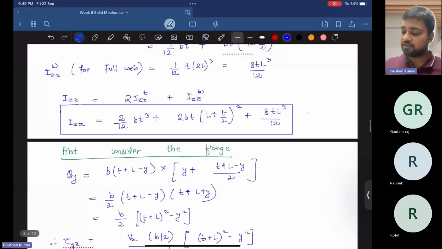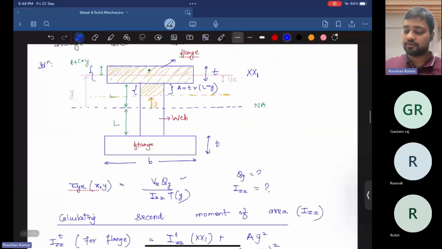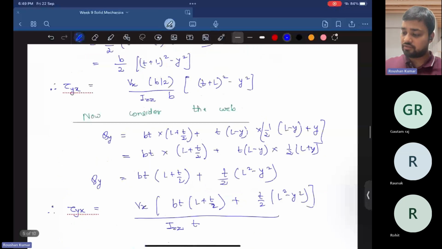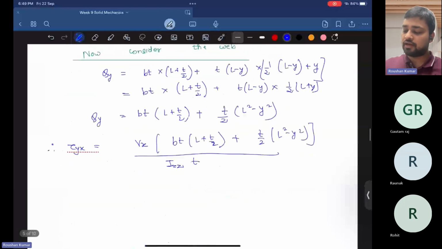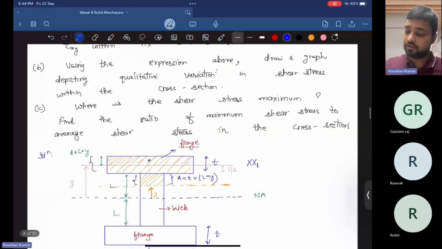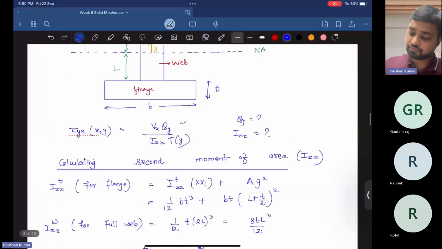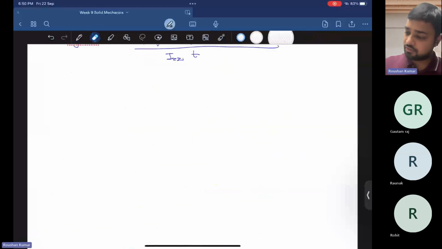Obtain an expression for variation in shear stress tau xy within its cross section. So we have found the variation of shear stress within its cross section. Now the next question is, using the expression above, draw a graph depicting the qualitative variation in shear stress within the cross section. So we have to find the variation of shear stress also. So let's draw then.